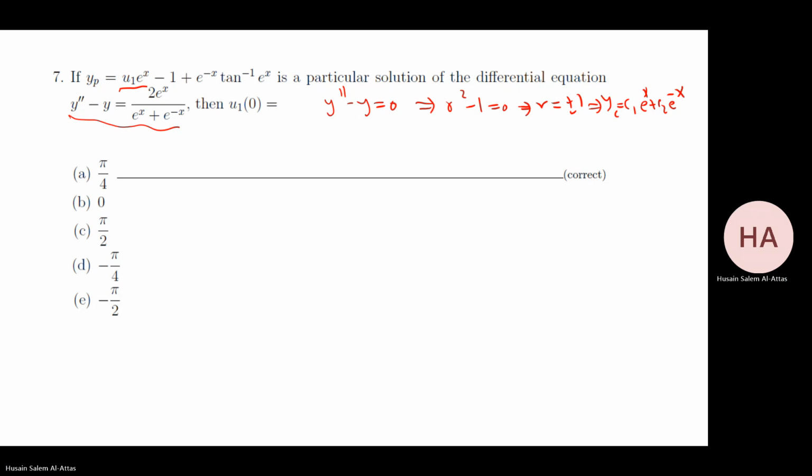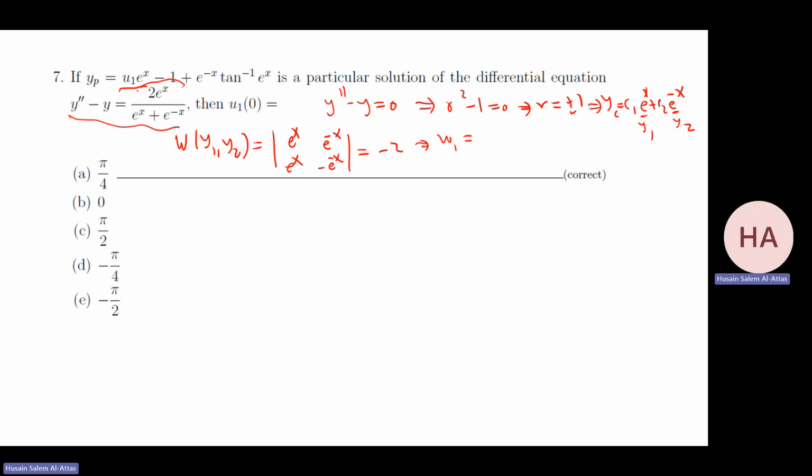Now, this is my y1 and this is my y2. So find W of y1 and y2. That will be e^x times minus e^(-x), minus e^x times e^(-x), that will be minus 2. And W1, this is my f of x.